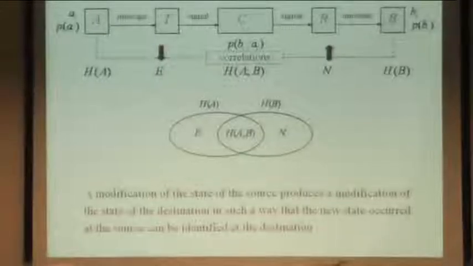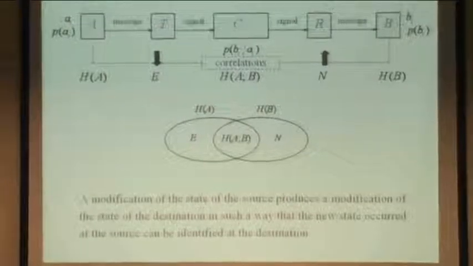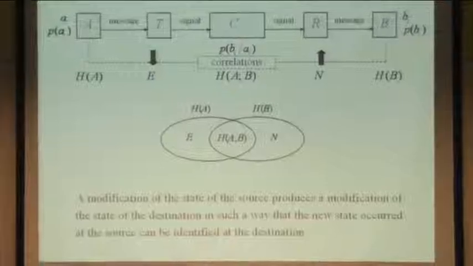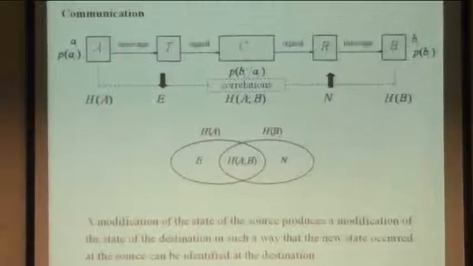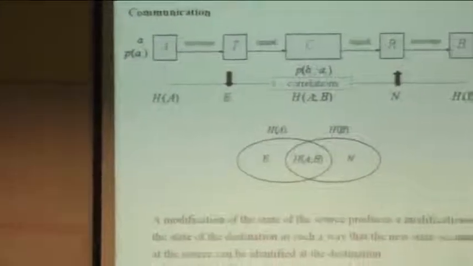There are very well-known relations between them, but the fact is that communication needs a modification of the state of the source to produce, in the destination, also a modification, in such a way that the new state that occurs at the destination makes it possible to identify which was the state at the source. Then, this is completely general.